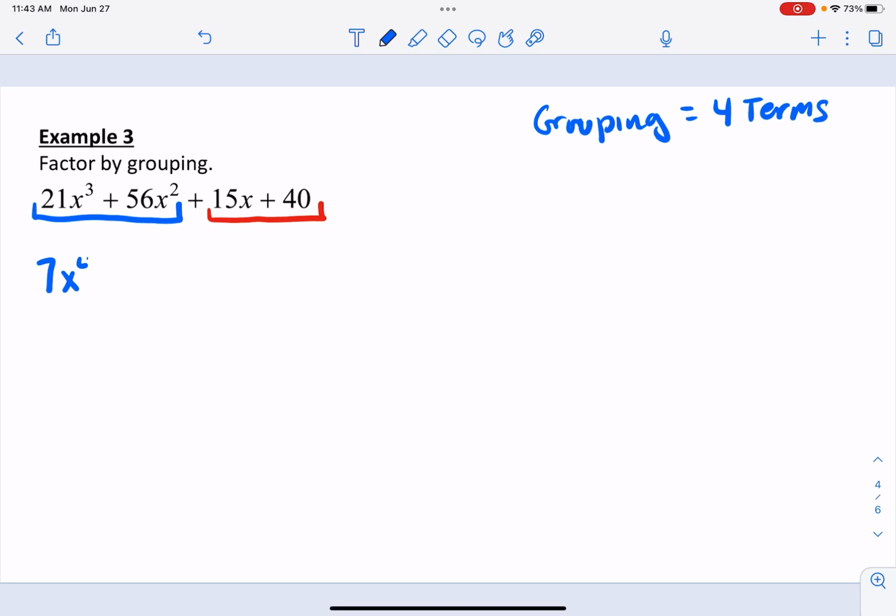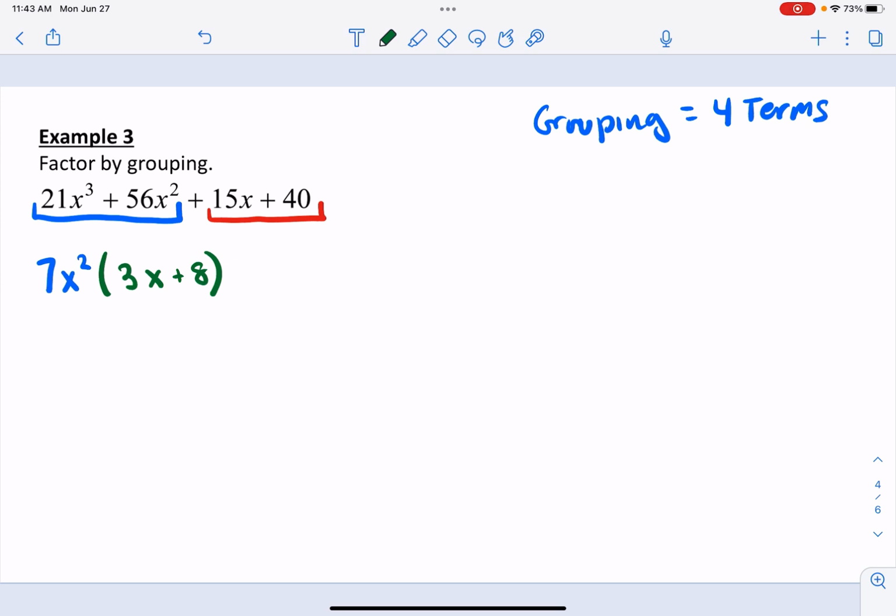Lowest variable, x squared. So I'm left with a 3x. I'm going to change the color on this, I'm changing the color for a reason. I'm left with a 3x plus 8. Did that work out right? Okay, so right now I'm going back through and I'm checking, yep.